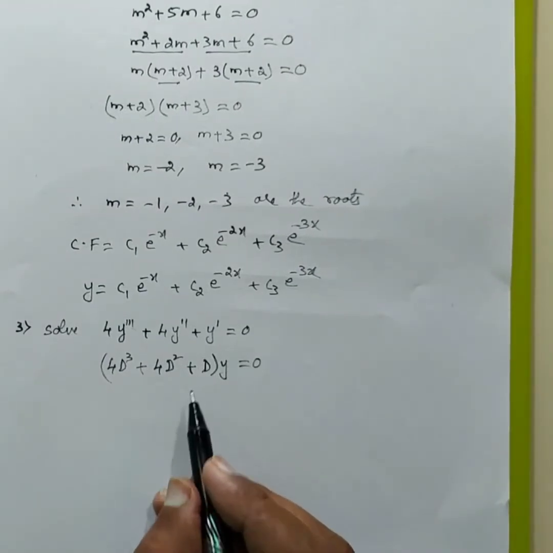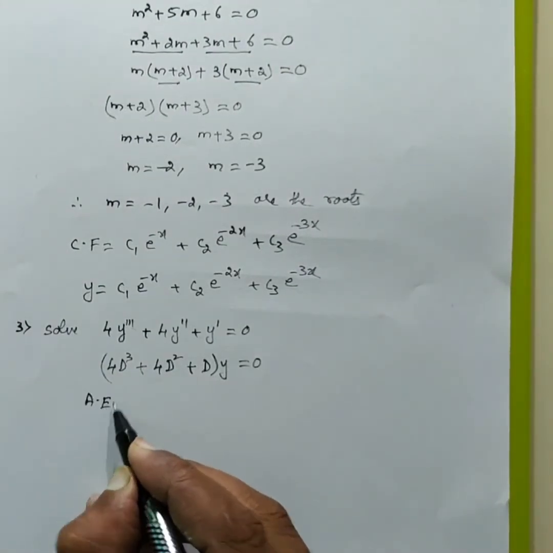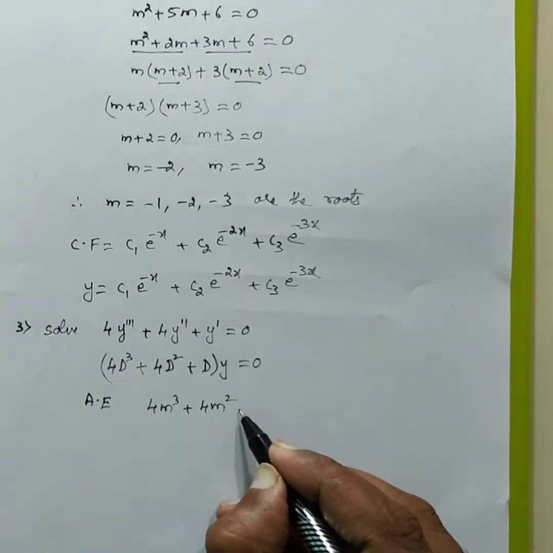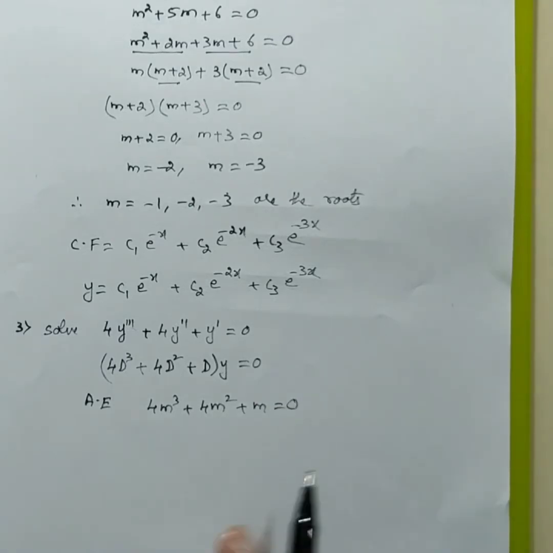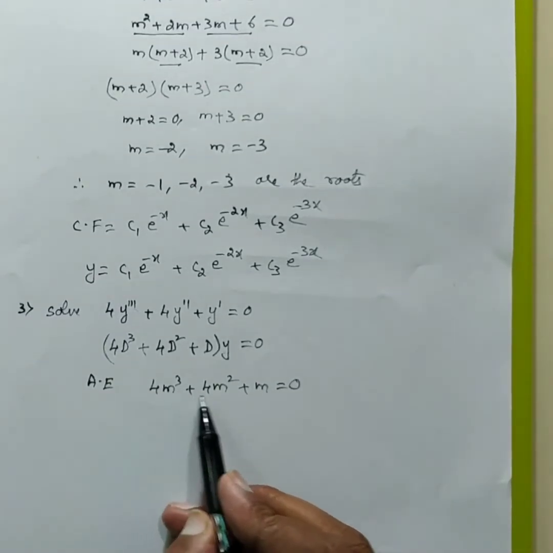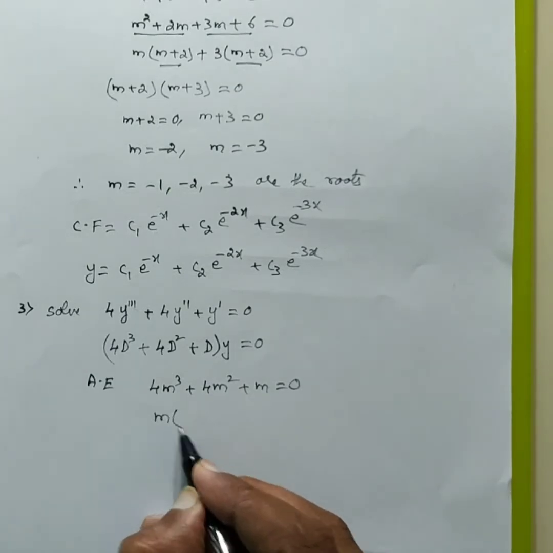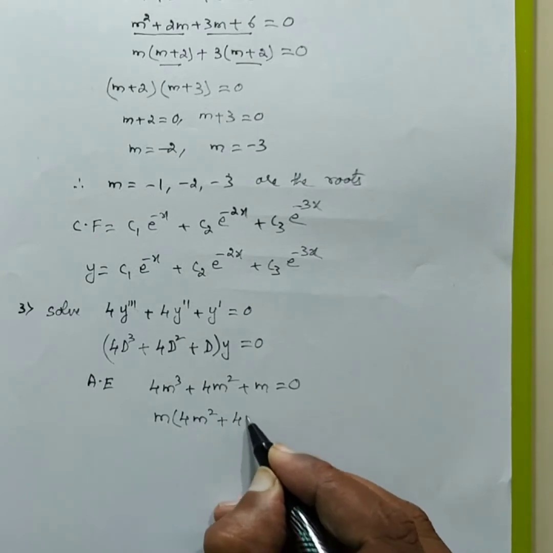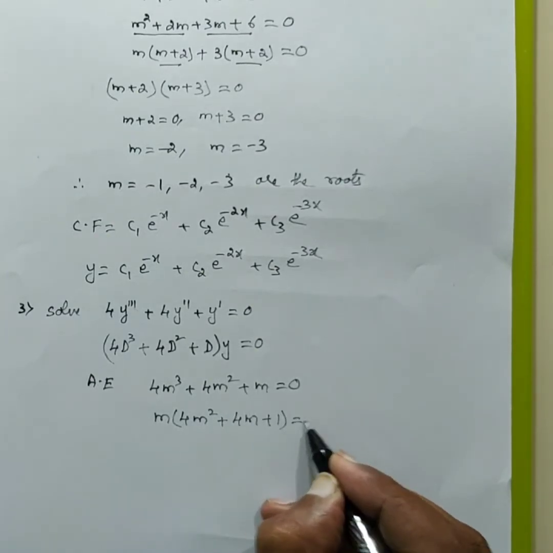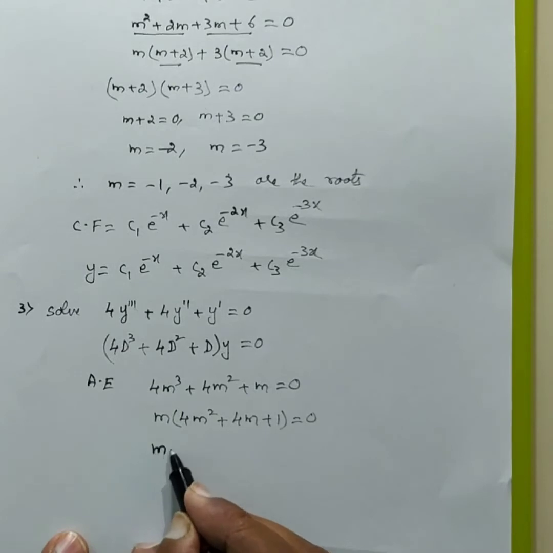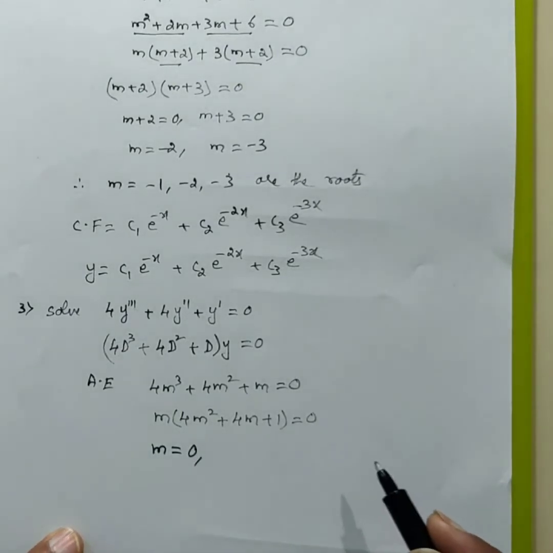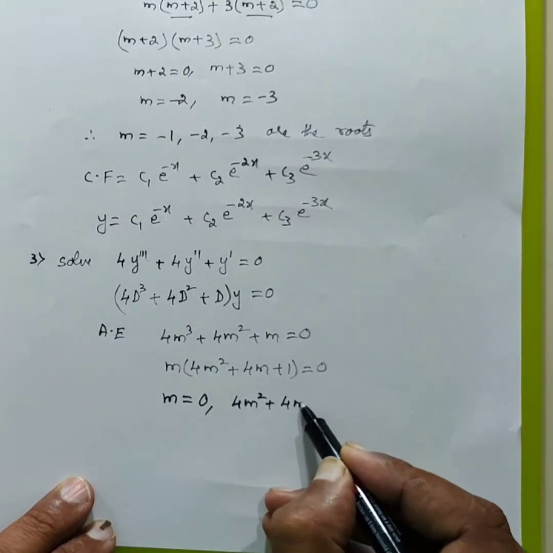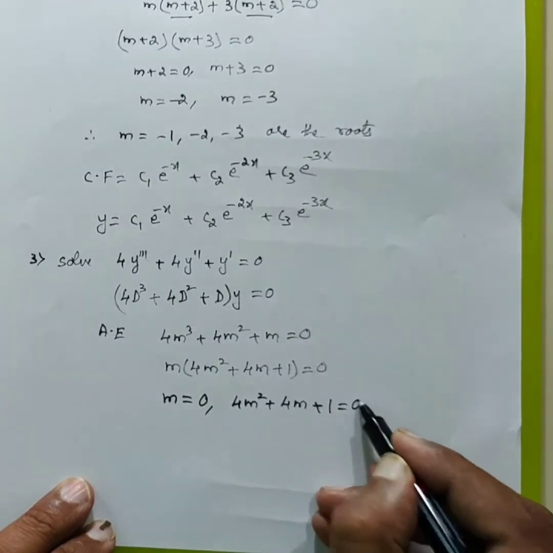Now if I write down the auxiliary equation, it will be 4m cubed plus 4m squared plus m equals 0. Clearly we can see that m is common. If I take m common outside, I will be left with 4m squared plus 4m, and 1 will be left as the common value. So m equals 0, and here you have 4m squared plus 4m plus 1 equals 0.